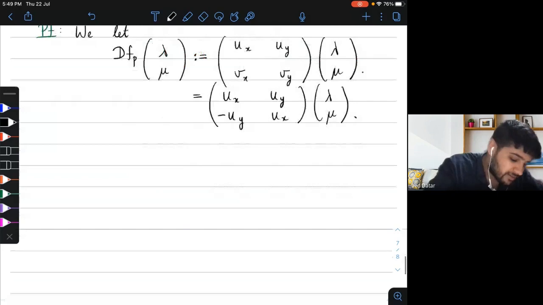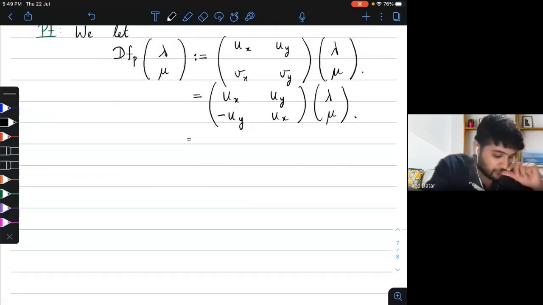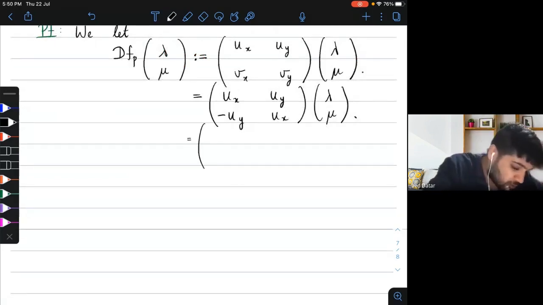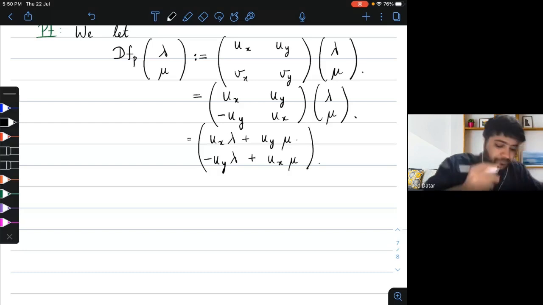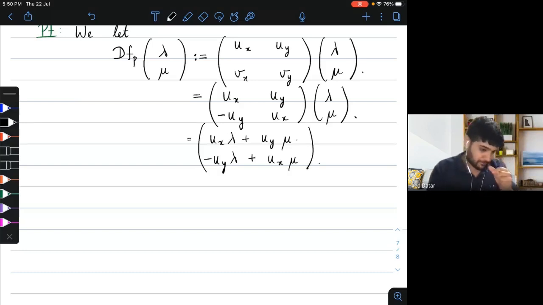Okay. So if you do this calculation out, that's just going to be ux times lambda plus uy times mu, and then minus uy times lambda plus ux times mu. Okay, I hope this is okay. I mean, this is just matrix multiplication.